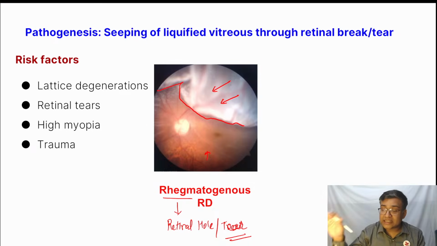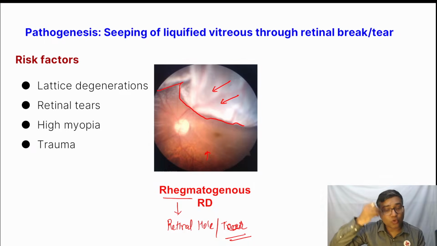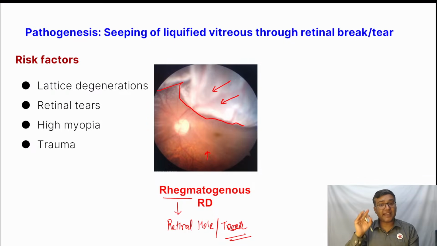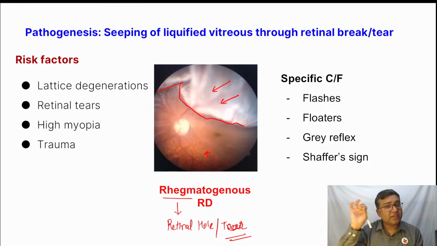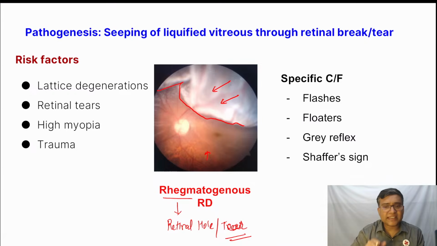Now we come to the various clinical features of the rhegmatogenous retinal detachment. So what the patient would say is that, sir, suddenly there are flashes in front of my eye and there are some black spots, floaters coming in front of my eye. So flashes are more important as a risk factor as compared to floaters. And when you do a retinoscopy of this patient, you can get a gray reflex. Now there is an important sign in the patients of rhegmatogenous retinal detachment that is called Scheffer sign.